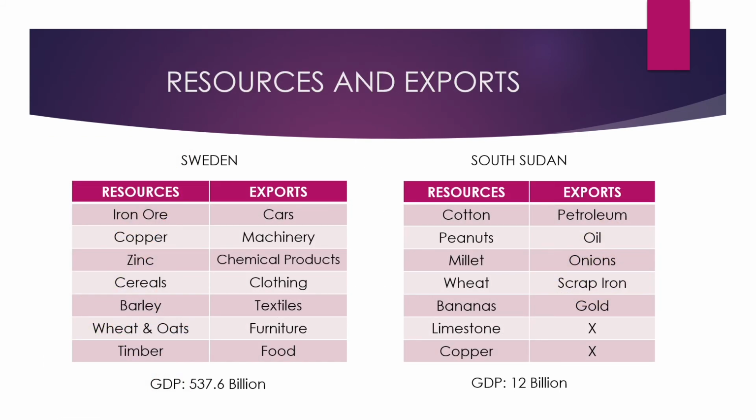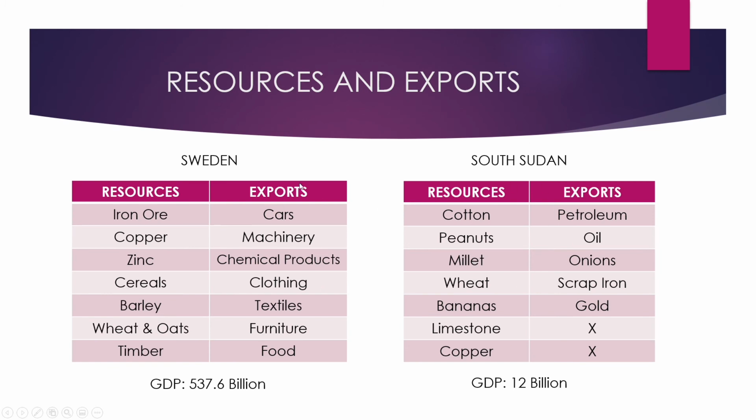Here, you'll see the resources and exports of both countries, as well as the GDP. Just talking about the GDP real quick, you can see a big difference, but how does this giant discrepancy happen? Well, you can see from the resources that both countries own. For Sweden, you can see they have a lot of minerals and gems, like iron, copper, zinc. While South Sudan, you don't really see that. They have copper and limestone, but that's about it. They're more focused on farming.